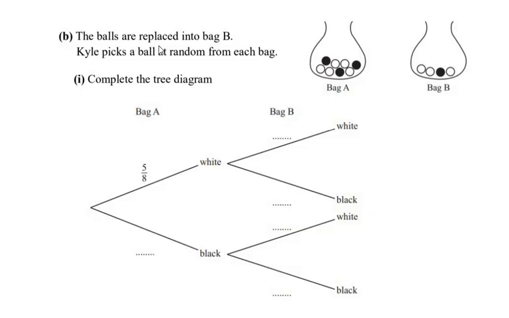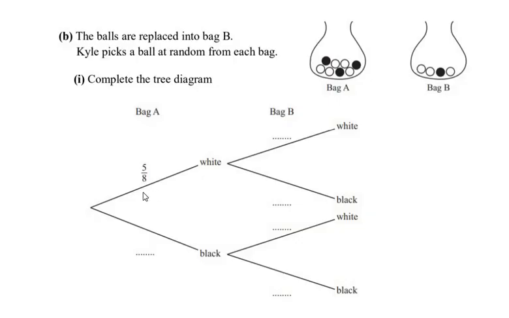The balls are replaced into bag B. Kyle picks a ball at random from each bag. Complete the tree diagram. So in part A we had taken out 2 balls from the bag B. So we are going to replace them back in bag B. And now Kyle is going to pick up a ball at random from each bag. So we have to complete the tree diagram.